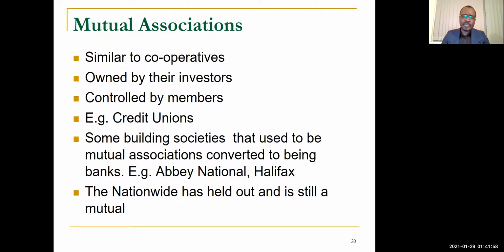There is another one, mutual associations. They operate similar to the co-ops, but they are owned by their investors, controlled by members. Examples are credit unions and some building societies like Halifax, that used to be mutual associations, and have now been converted to banks. And Halifax is a great example, as well as AIB National, right?